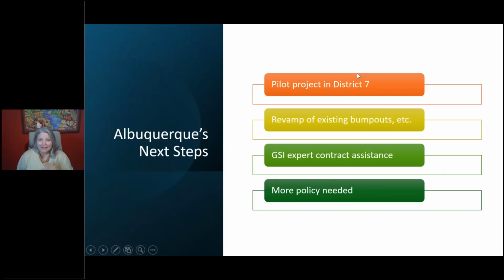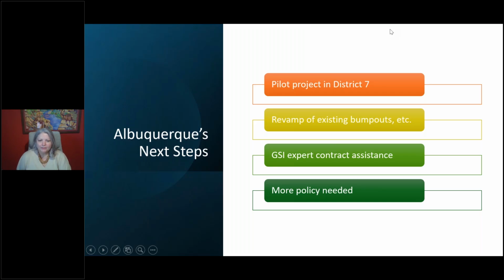So we now have that in place, right? We have our GSI requirements in our Complete Streets Ordinance. It's great. I'm very excited. We're redesigning our design guide right now so that in the future, as projects come up, all of that is included. It's really exciting. We have some next steps that we need to do because our journey's not over. We have a pilot project happening in my district. I'm very, very proud of it. I'll talk to you a little bit more about that in a second.